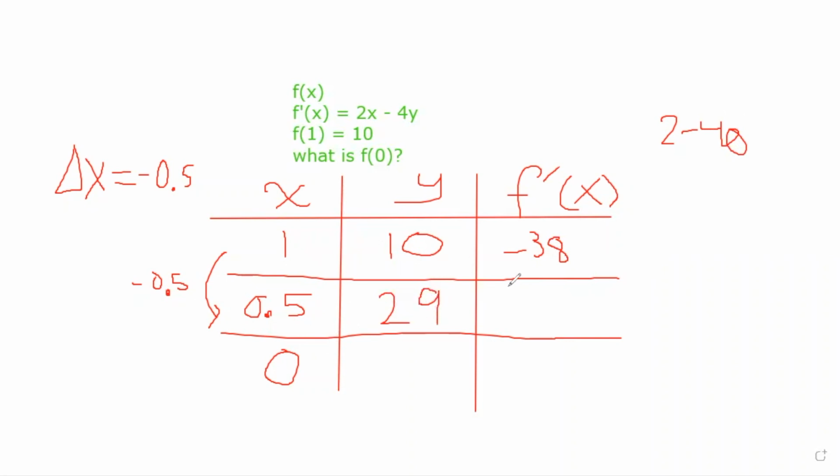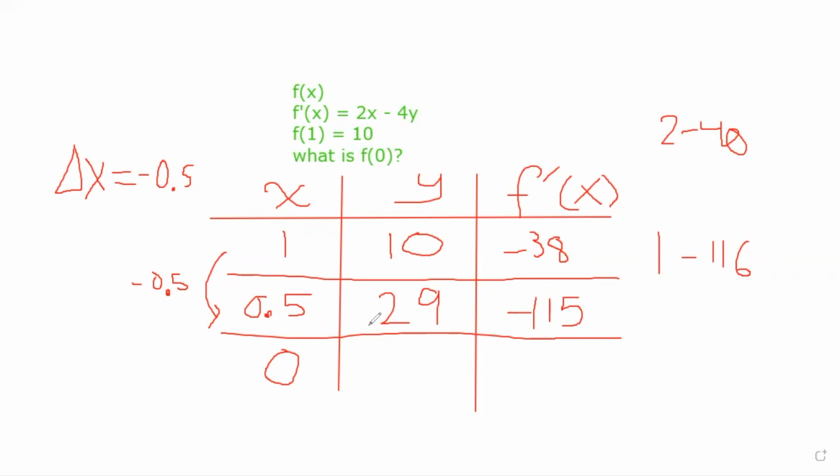Okay, but what's the slope at this point? That's going to be 1/2, 0.5 times 2, that's 1, minus 29 times 4, that's 116. So the slope at this point is even more negative, negative 115.